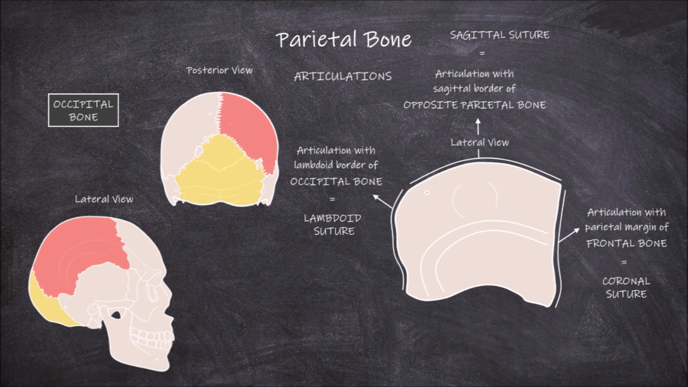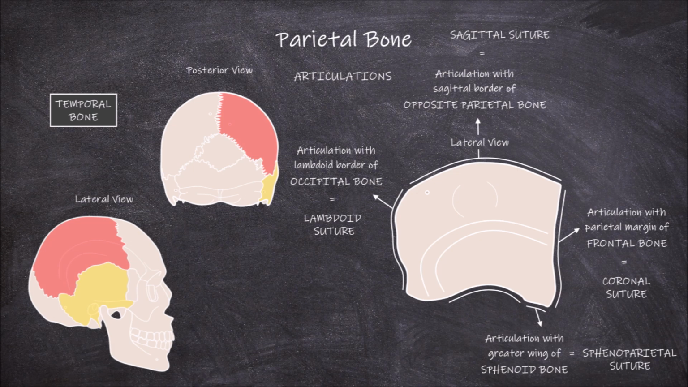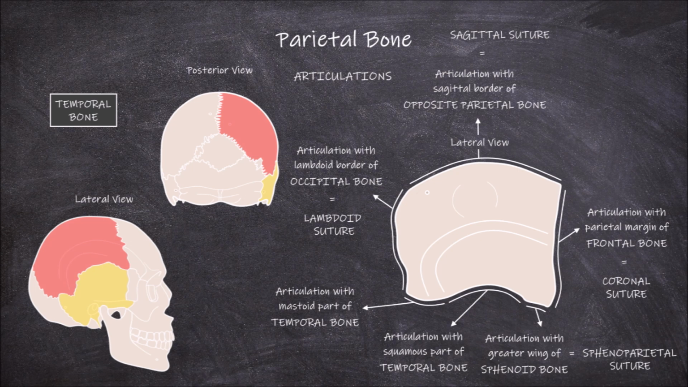The fourth articulation is with the sphenoid bone. The anterior part of the squamosal border of the parietal bone articulates with the greater wing of the sphenoid bone. This articulation forms the sphenoparietal suture. The fifth and final articulation is with the temporal bone. The arched middle part of the squamosal border of the parietal bone articulates with the squamous part of the temporal bone. In addition, the posterior part of the squamosal border of the parietal bone articulates with the mastoid part of the temporal bone. These articulations form the squamous suture.